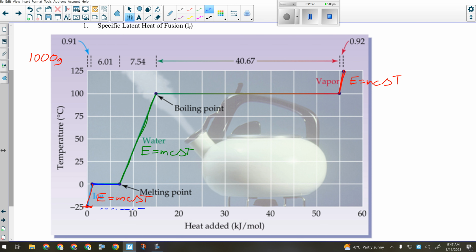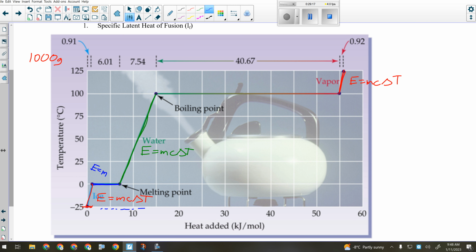What's the temperature the whole time that ice is melting? 0. So what's my change in temperature? 0. Well, that's going to tell me I didn't have to add any energy. That's not true. The graph clearly shows heat added. I put energy in. So that's not going to work. I need a different formula to calculate how much potential thermal energy has been added.